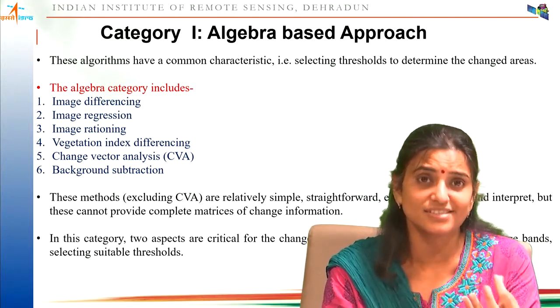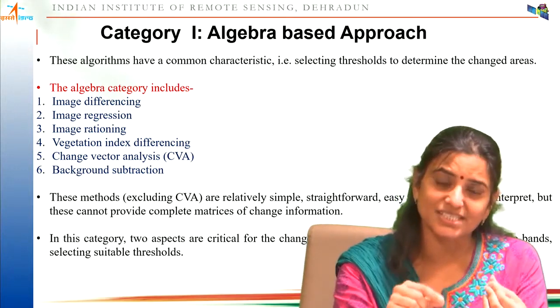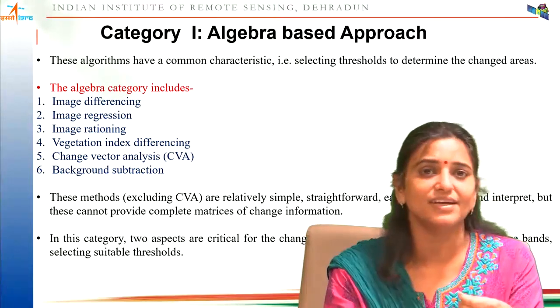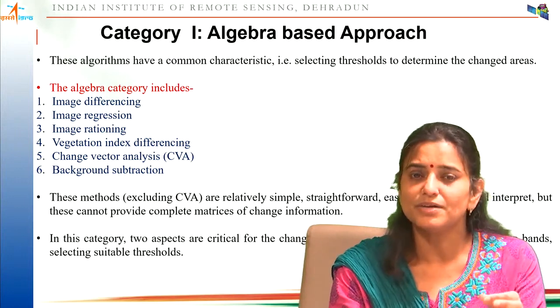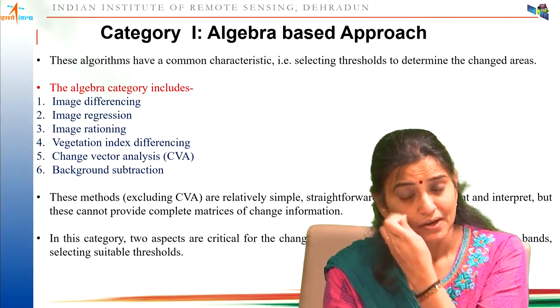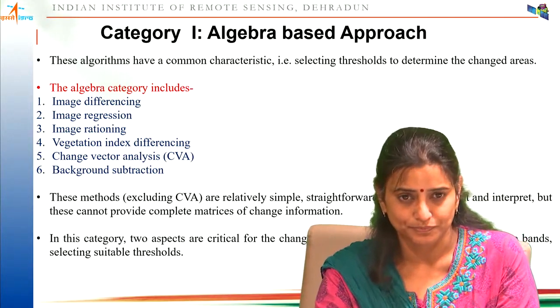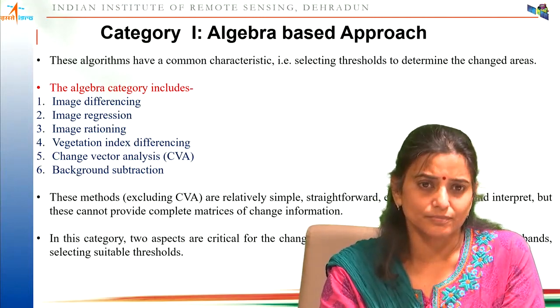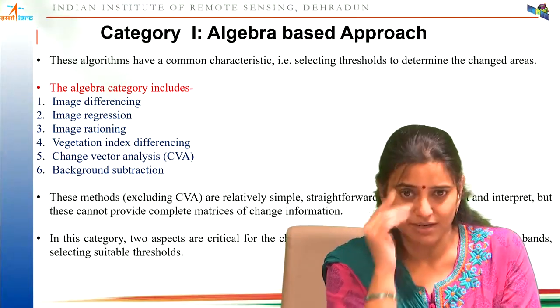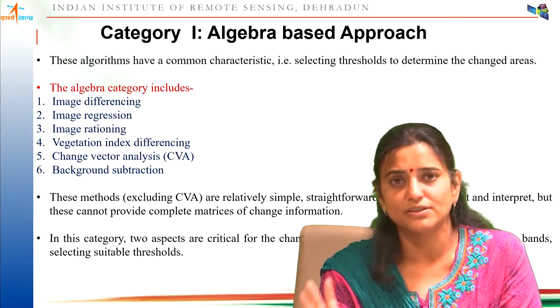But how, where has it gone? Exactly, forest pixels, in which category has it gone? These algebra based methods are not capable of predicting that. They can't tell me in which category my forest pixel has gone. So in algebra based approaches, two aspects are critical for change detection: selecting suitable image bands and a suitable threshold.